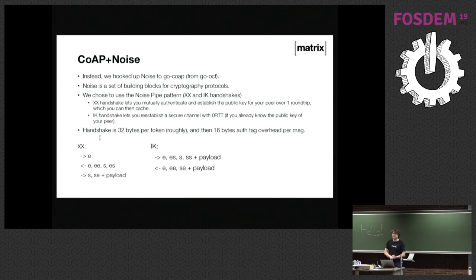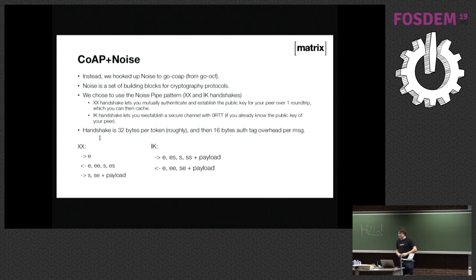Who knows what Noise is? Okay, about six people. So the Noise protocol is a really, really interesting thing. It's written by Trevor Perrin, one of the guys behind the double ratchet that Signal uses for encryption. And Noise is almost a meta protocol. It's building blocks for creating protocols. And they give you about 11 or 12 different handshakes that you can use if you're trying to build the lightest weight, most targeted encryption imaginable.